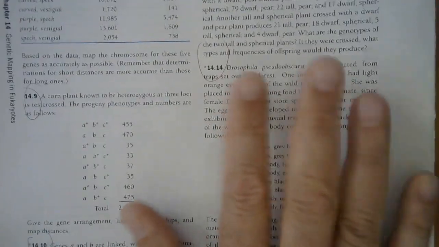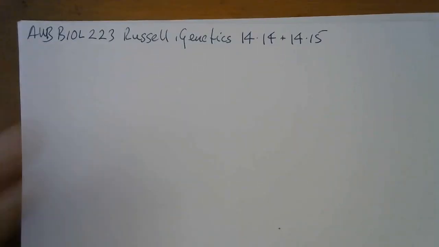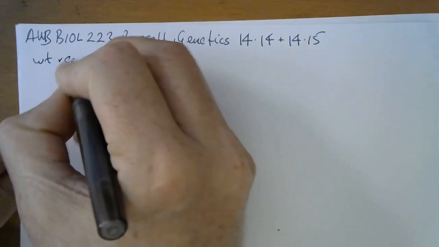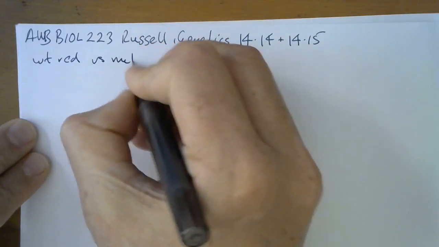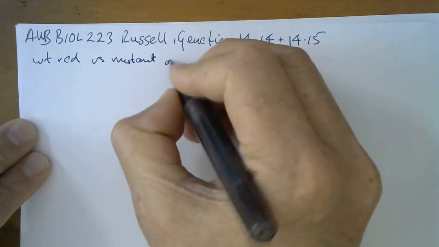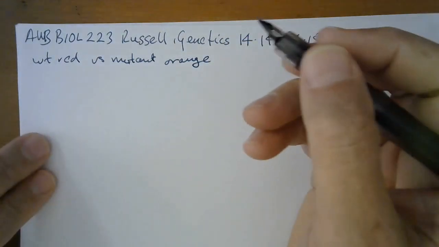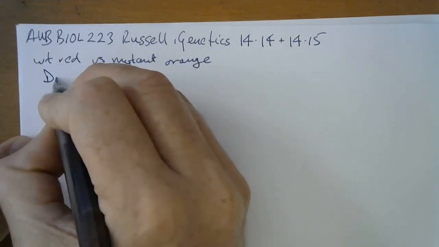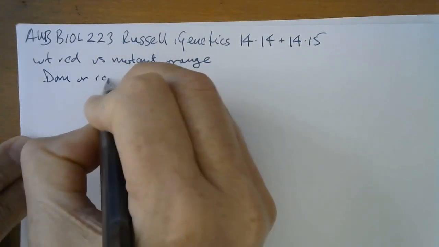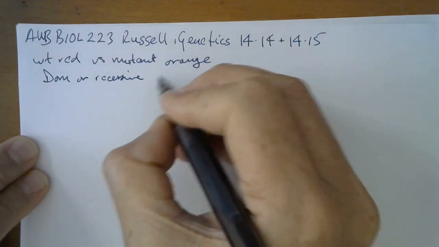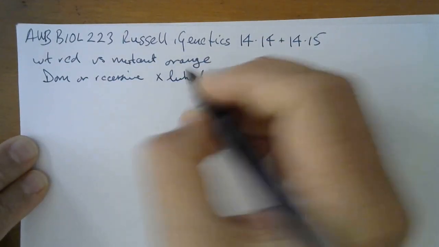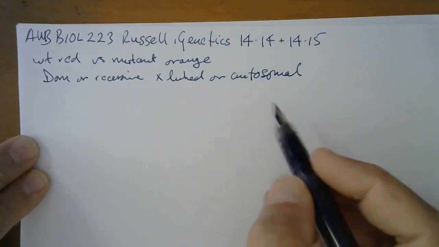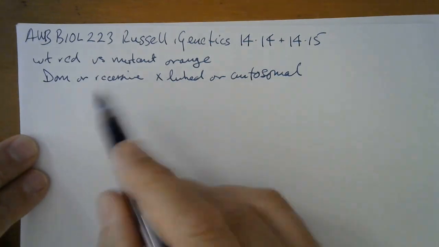Okay, right away though, there's some things that should be happening in our mind. We have wild type red versus this mutant light orange. So the idea comes, well, there's a mutation, so that mutation could be dominant or recessive. It could be X-linked or autosomal. It's not Y-linked, it's the female, and we know nothing about this.